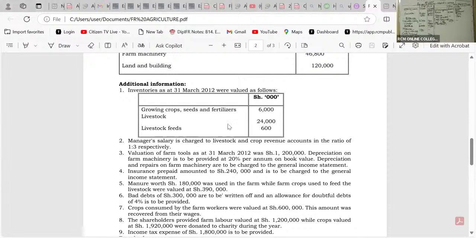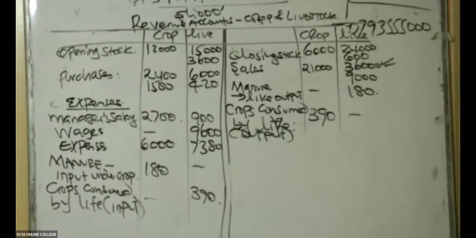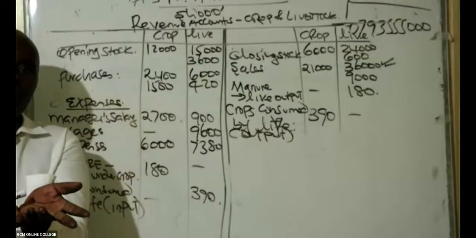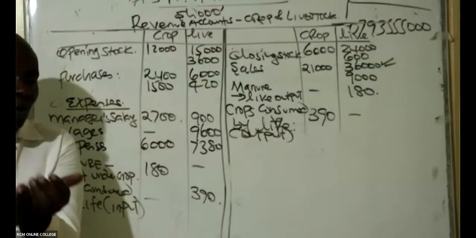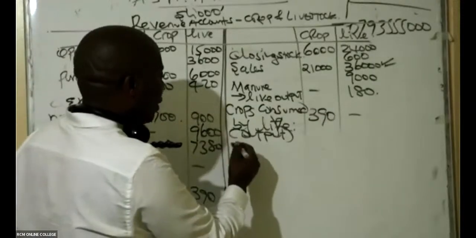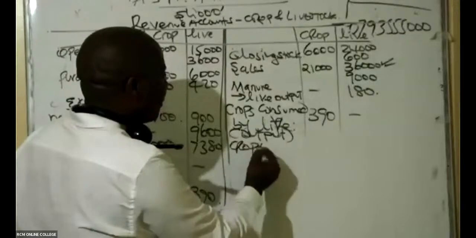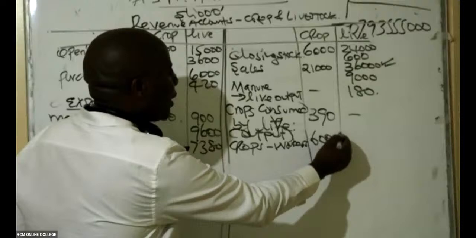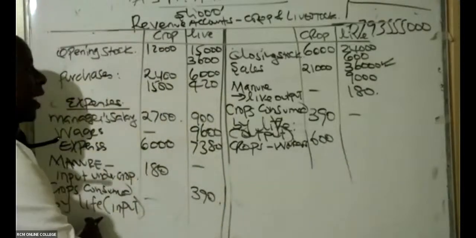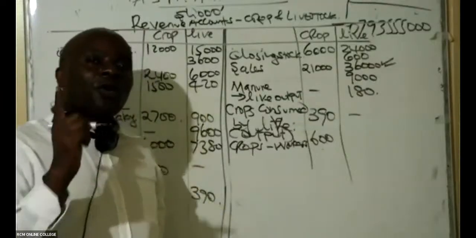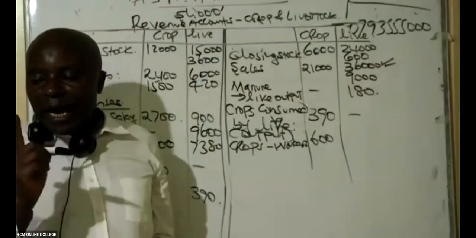What we do, there is nothing for free. What we do, ladies and gentlemen, these crops worth 600 were, of course, given to the workers. How do we do it? We're going to assume a sale here. So in this case here, we have crops to workers. They are worth, in this case here, 600,000. And then we are being told that these workers took these crops as part of their wages.